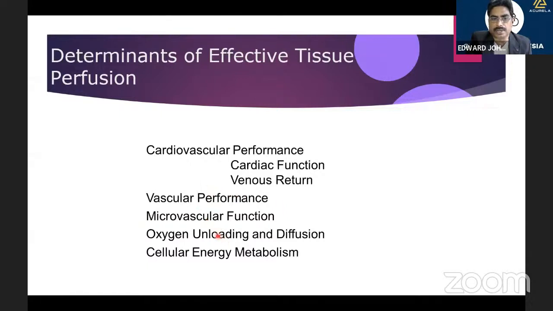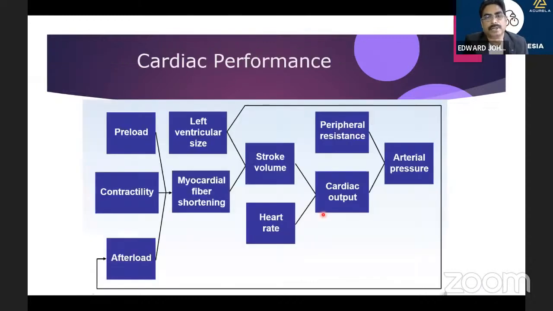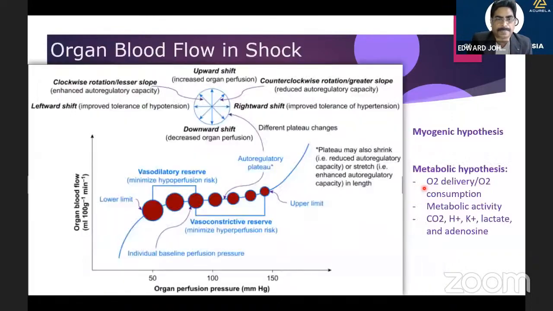Now the oxygen has to be unloaded from the hemoglobin and has to diffuse into the cell. In the cell, the energy metabolism, that is oxidative phosphorylation, should be done adequately. So cardiac performance, I already told you, depends upon the preload, contractility, and afterload, which determine the stroke volume and heart rate. So the cardiac output along with peripheral resistance determine the blood pressure.